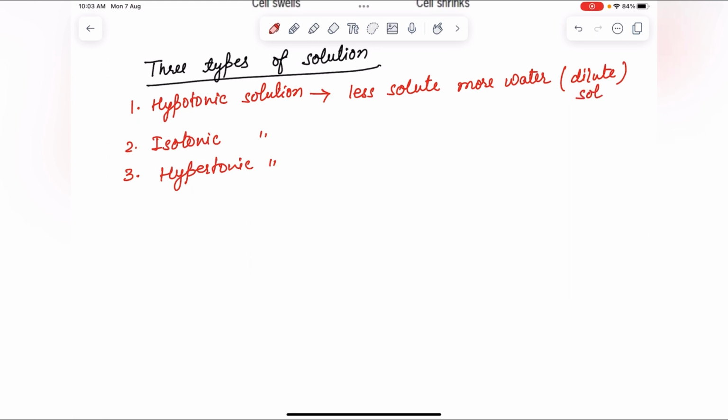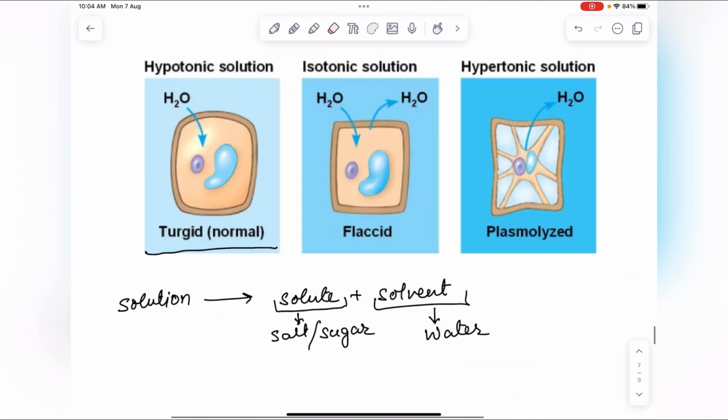First I'll explain the types of solution. Isotonic solution means the external solution has the same concentration as the cell content. In a hypertonic solution, the external solution has more solute and less water.